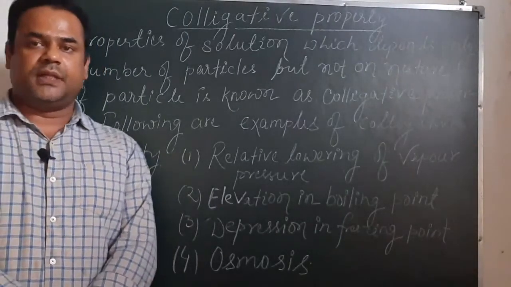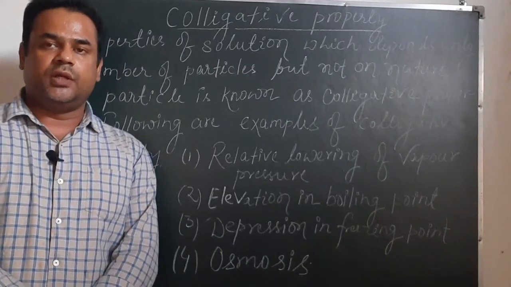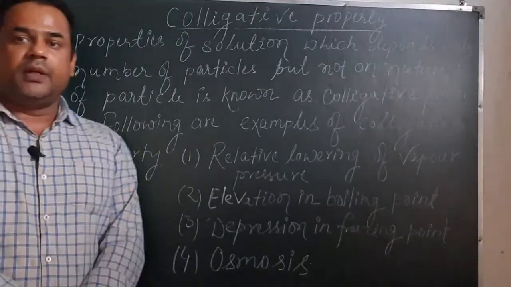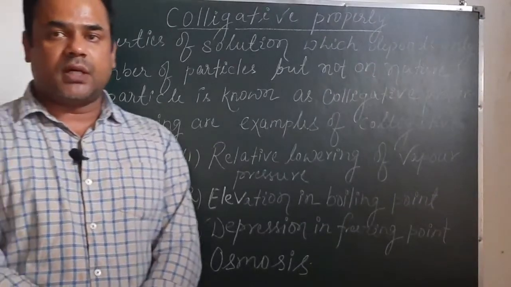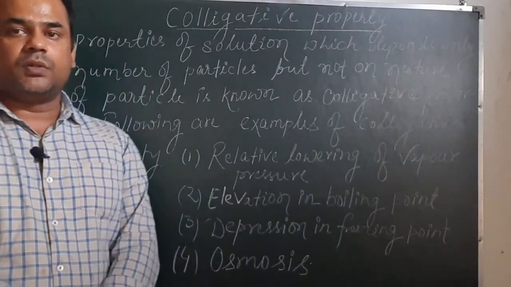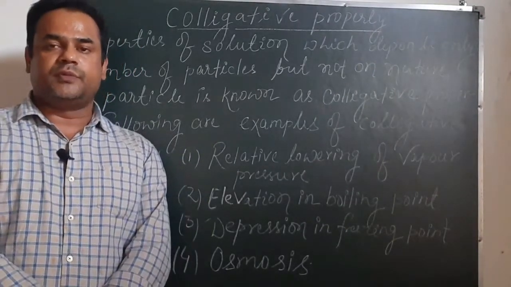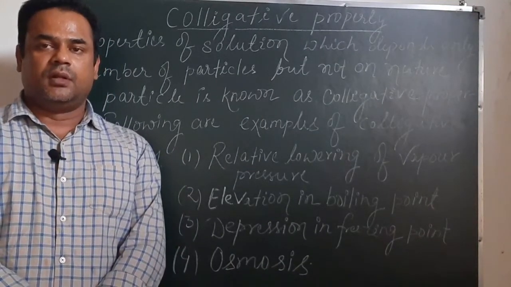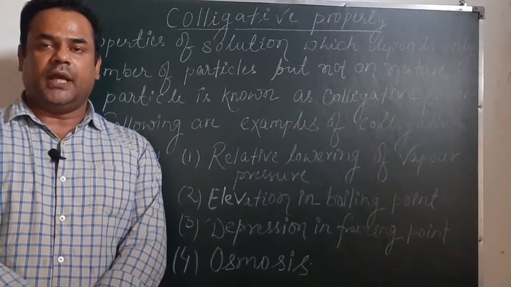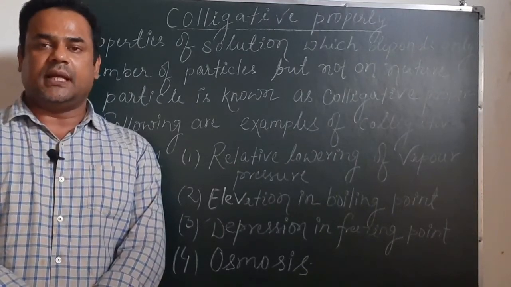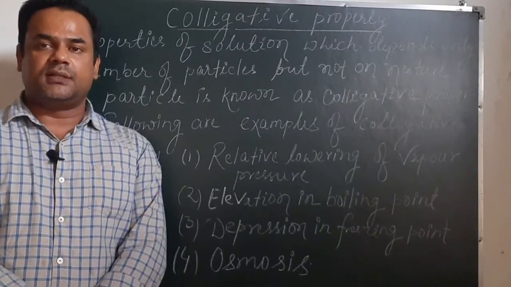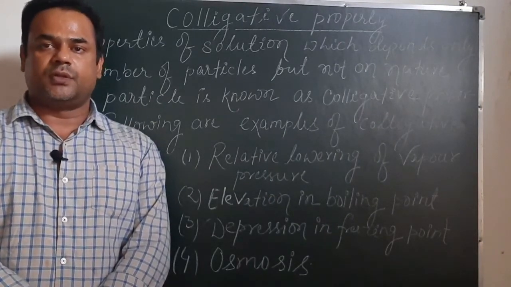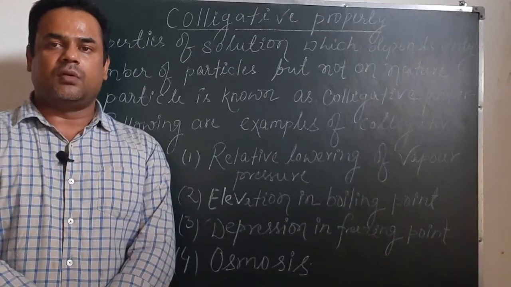So, in this fifth lecture of solution, we are going to study colligative properties. What is colligative property? Colligative properties are those properties which depend upon the number of molecules present in the solution but not on the nature of the molecule. Whenever we add any particles, the number of particles inside the solution will determine the properties of the solution. Those properties are called colligative properties.